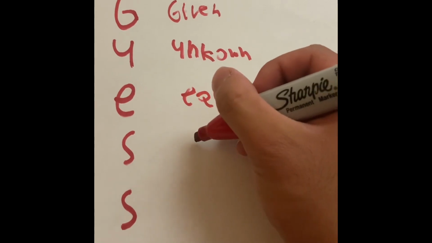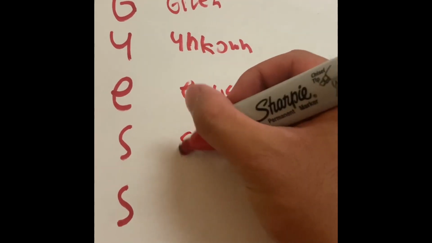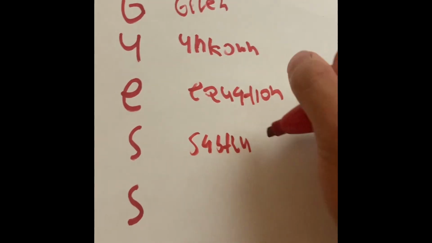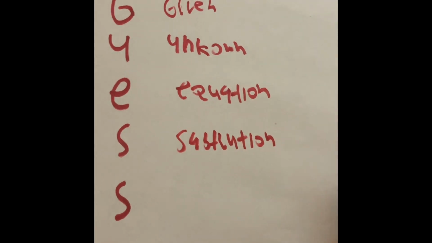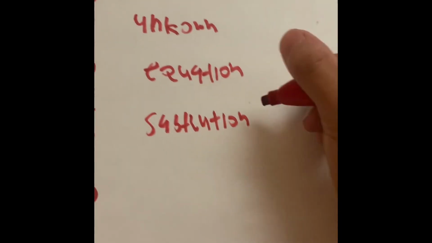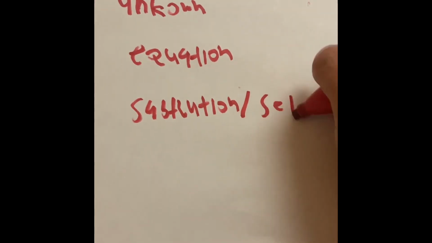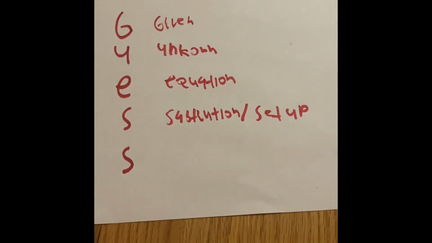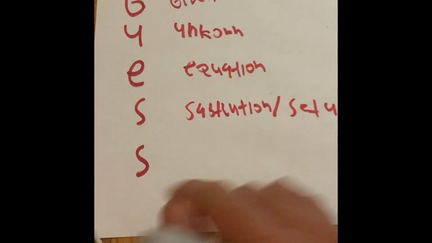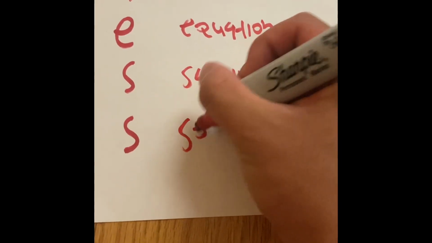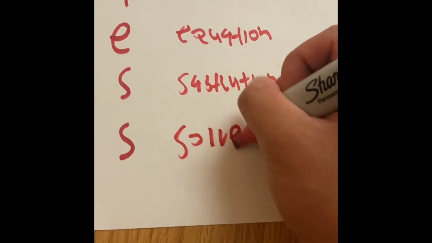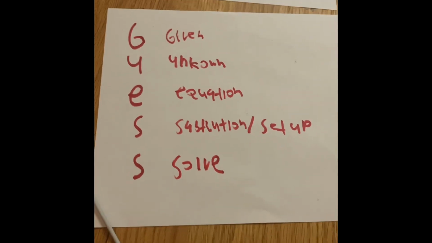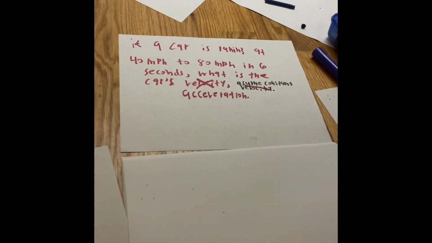Substitute. We substitute the information into the equation, because it will help us get to our answer. Or we set up. Depending on what your teacher wants, I would go with what your teacher wants, this or that. And the last one is Solve. When you solve, you have to show your work. So let's start showing our work.